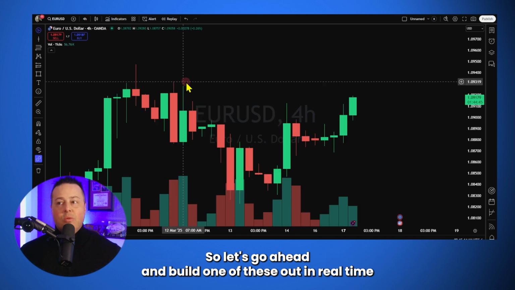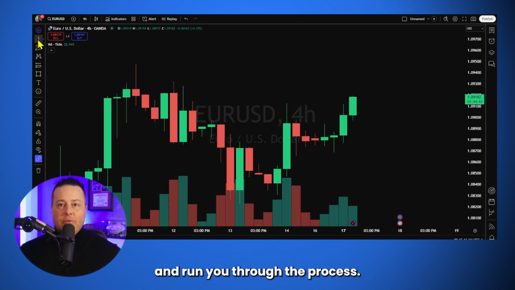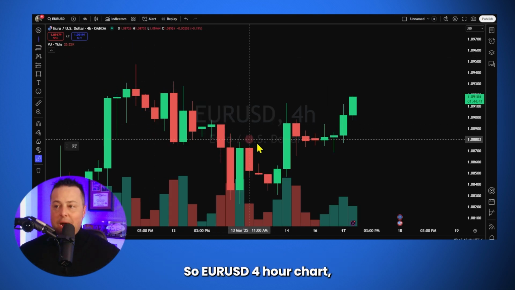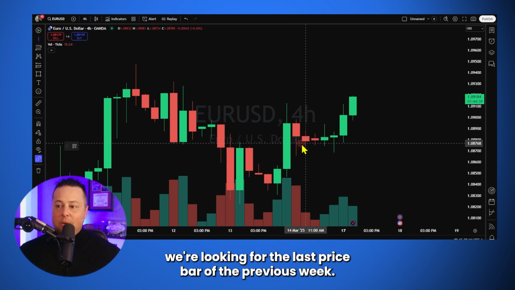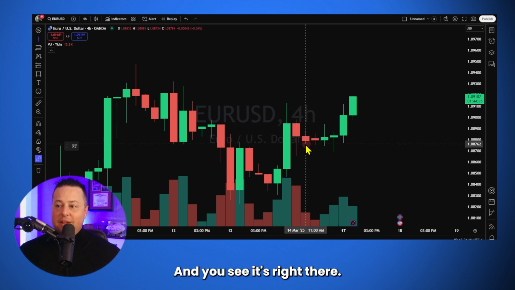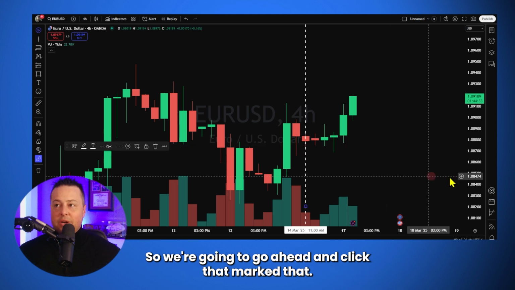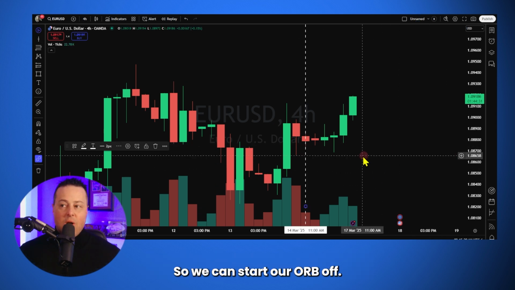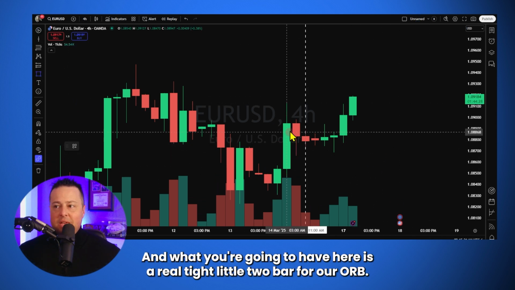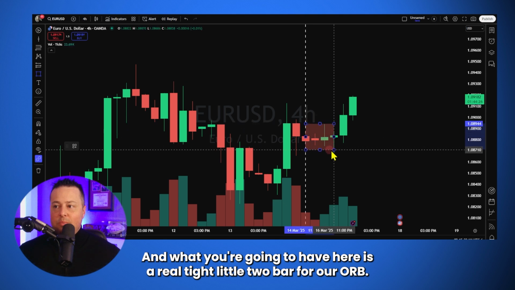So let's go ahead and build one of these out in real time and run you through the process. On the EUR/USD 4-hour chart, we're looking for the last price bar of the previous week, and you see it's right there. That's going to be the final price bar. We're going to click that and mark that so we can start our ORB off. And what you're going to have here is a real tight little 2-bar 4-hour ORB.